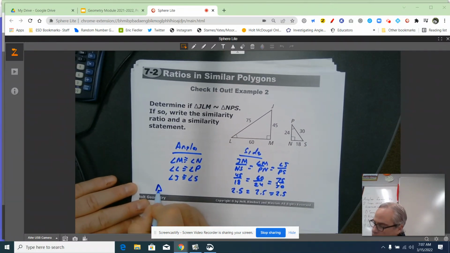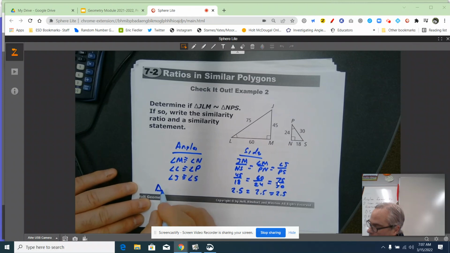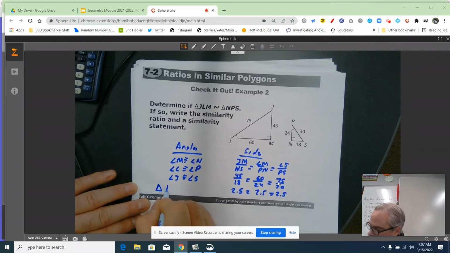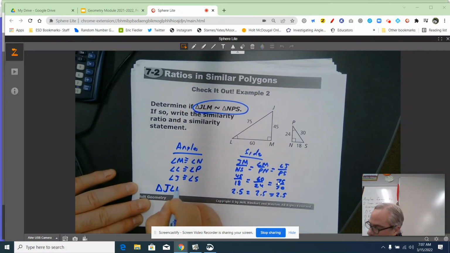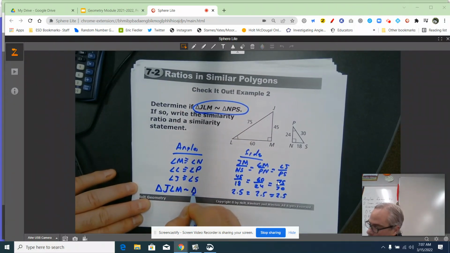So my similarity statement is triangle JLM is similar to triangle NPS.